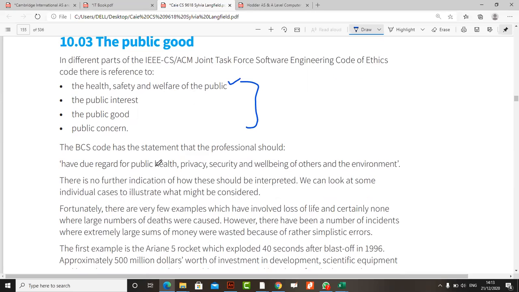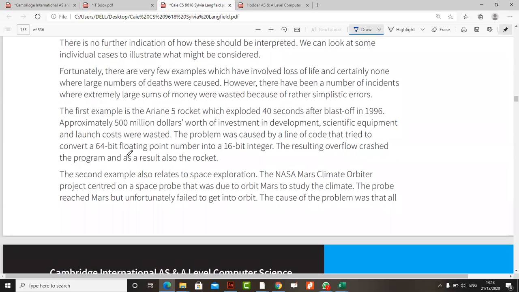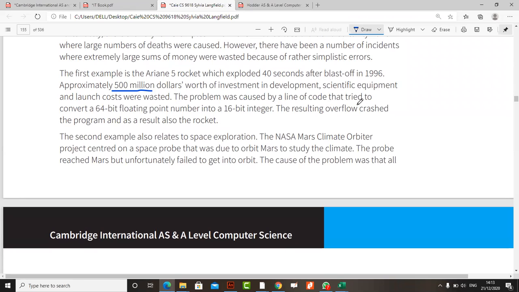There's one very good example that has been given over here. It is about the Ariane 5 rocket, which exploded 40 seconds after the blast off in 1996. This was a loss of probably $500 million worth of investment. And you know why this simply happened? The problem was caused by a line of code that tried to convert a 64-bit floating point number into a 16-bit integer. So there was an overflow crash. There was a program fault that made it happen.